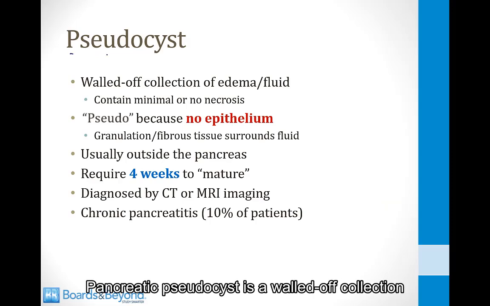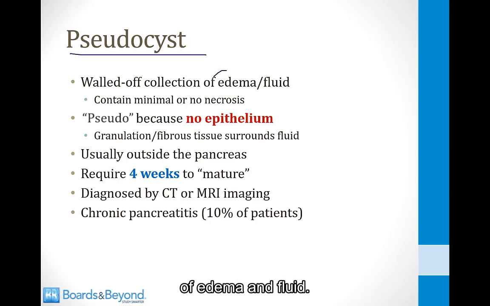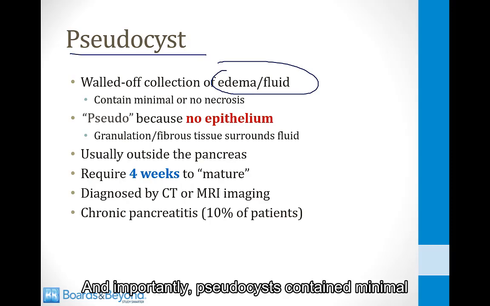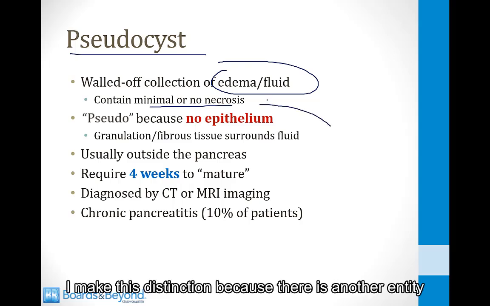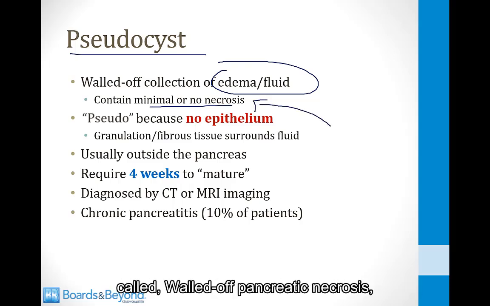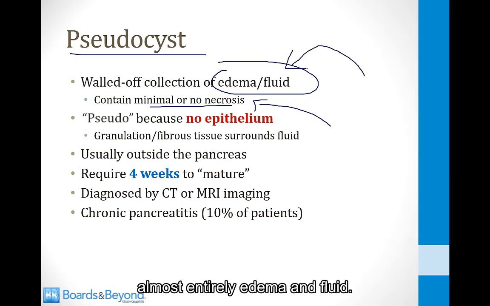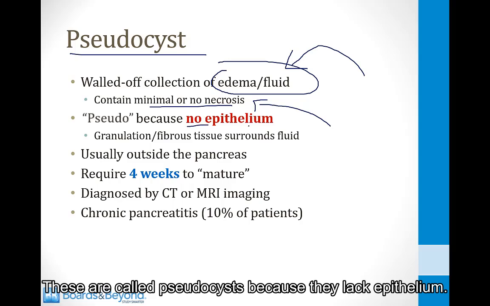A pancreatic pseudocyst is a walled-off collection of edema and fluid, and importantly, pseudocysts contain minimal or no necrotic pancreatic cells. I make this distinction because there is another entity called walled-off pancreatic necrosis, and that is similar to a pseudocyst, but instead of containing edema and fluid, it contains necrotic cells. In a pseudocyst, the structure contains almost entirely edema and fluid. These are called pseudocysts because they lack an epithelium.